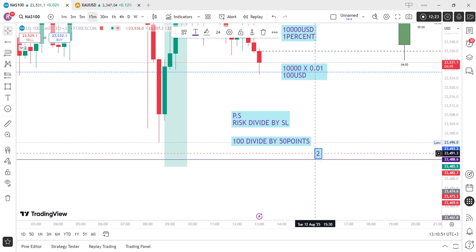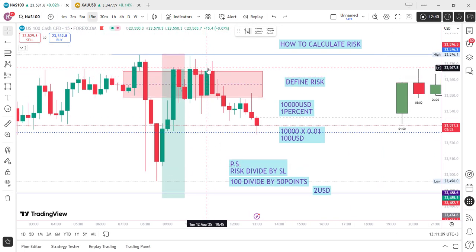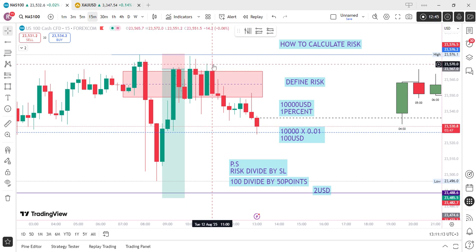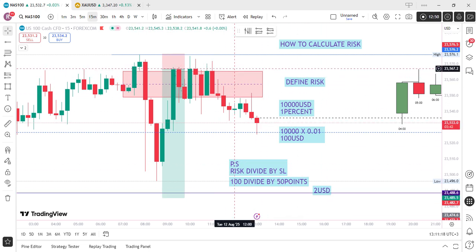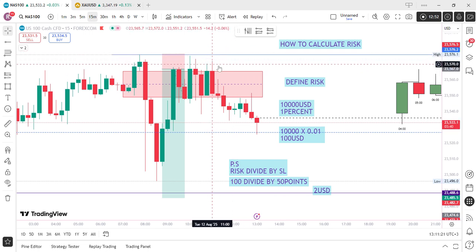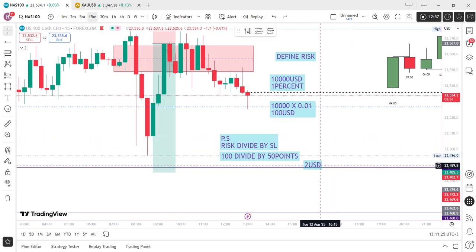So we're going to be risking $2. This is going to be $2 per point to stay within the risk. So this is 2 USD per point, meaning that anytime the market moves against my stop loss, it is moving $2 per point. And given that I've risked 50 points in this zone, I'm just going to take 50 times 2 to give me $100.